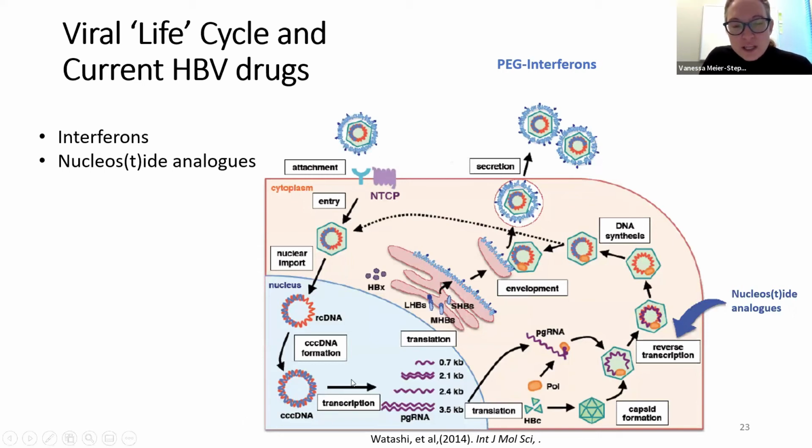And it's this form of the virus that makes it chronic, because it's this form that produces all of those transcripts that are needed to make the different proteins, to make the pregenomic RNA that then gets packaged and sent out of the cell to infect other cells.